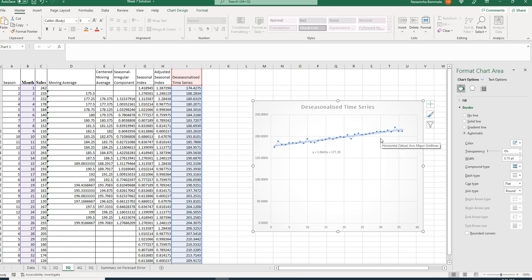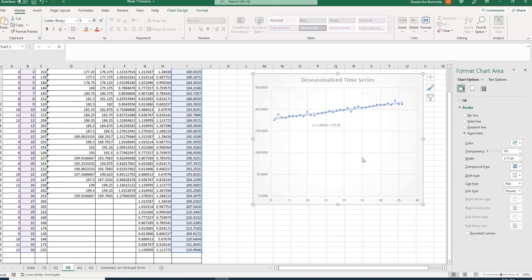it is possible to explain that there is a trend. There is a trend that can be identified from the deseasonalized time series, and it is a positive trend. As the months go, the sales that will be generated will be increasing. So what is the difference when we compare seasonalized with deseasonalized? That we can identify.